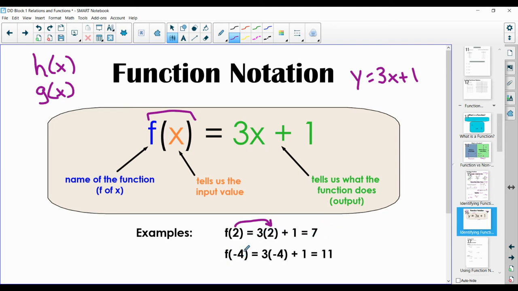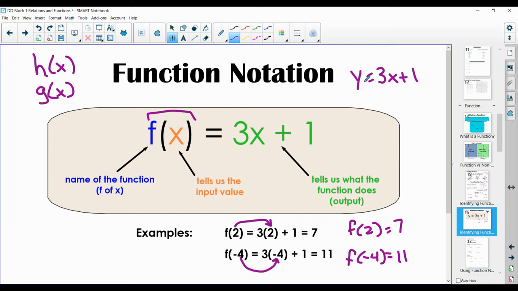So now I have 3 times 2 plus 1 equals 7. If I have f of negative 4, my original function was 3x plus 1. I'm going to take that input of negative 4 and substitute it in for my x, and I have 3 times negative 4 plus 1 equals 11. And so my input is 2, and my output is 7. Sometimes you'll see this written as f of 2 equals 7. That means my input is 2, my output is 7. Or f of negative 4 is 11. So my input is negative 4 and my output is 11.